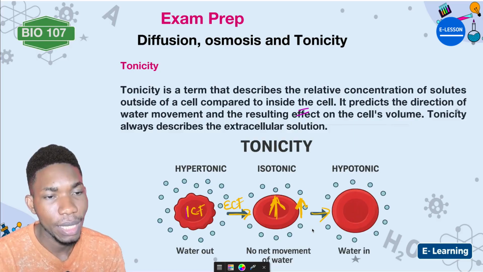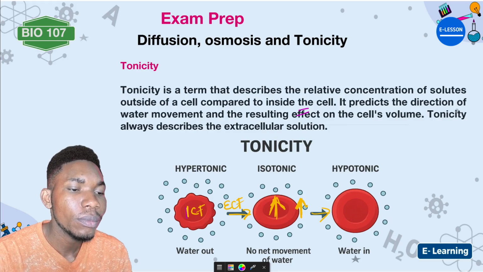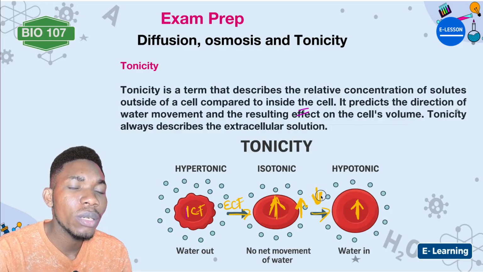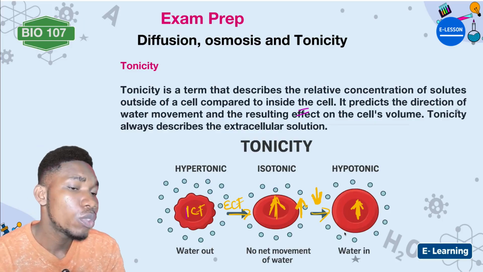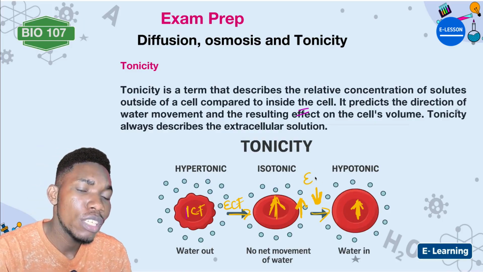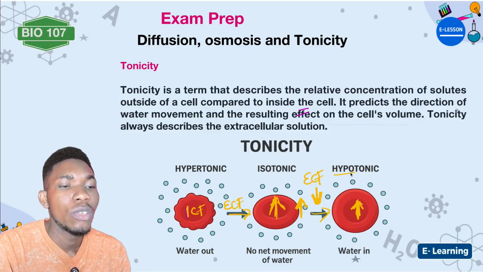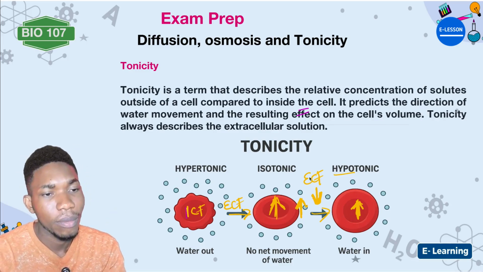Then for hypotonic, it is when the concentration of the solute inside is high and the concentration of the solute outside is low. We say such is what? Hypotonic. Extracellular fluid is low. That is why we call it hypo. Hypo means lower than expected. So the extracellular fluid has a lower concentration as compared to the inside of the cell. So what do you think will happen?